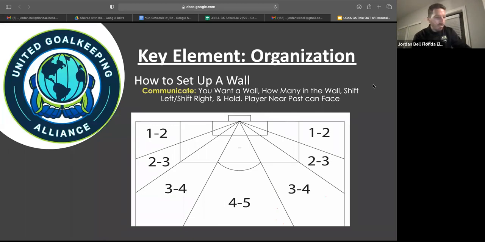Coach Eric, do I have time to run through this wall setup? Yeah, go with it for a couple of minutes. This is a good one for this age. I think these kids will learn a lot off of this.